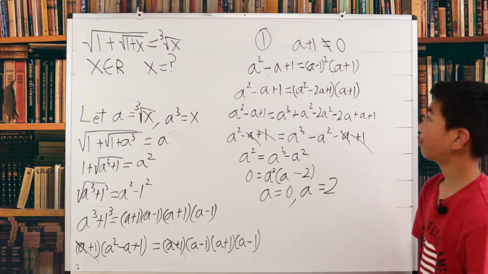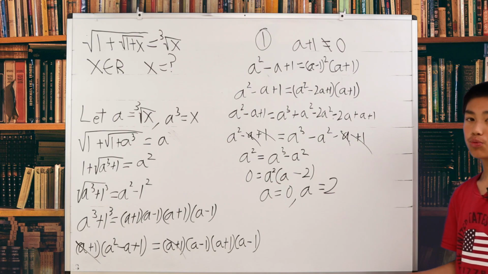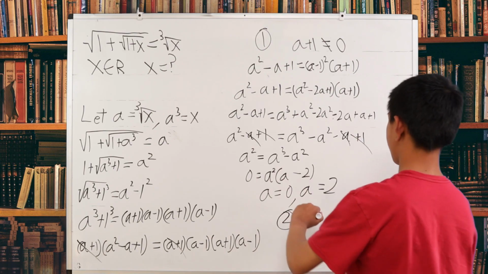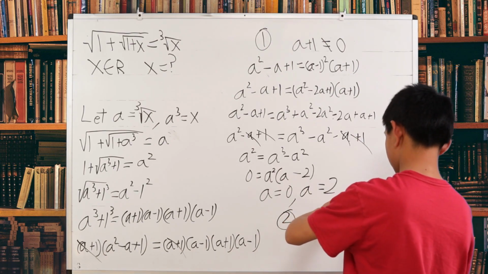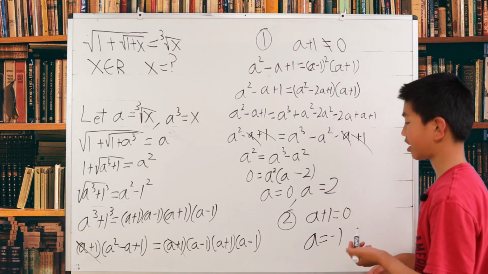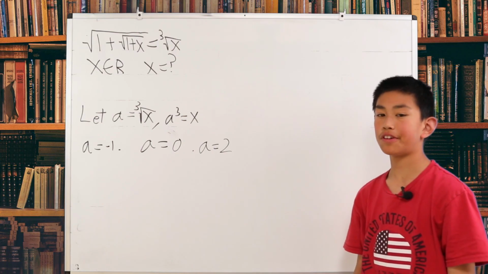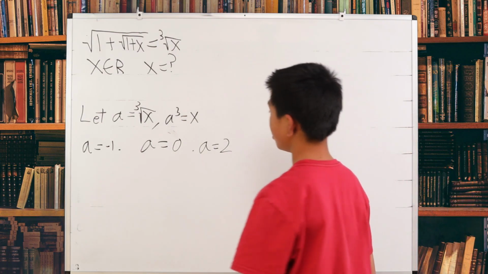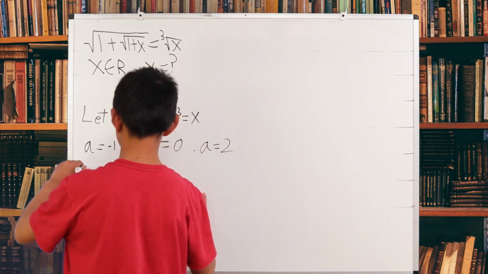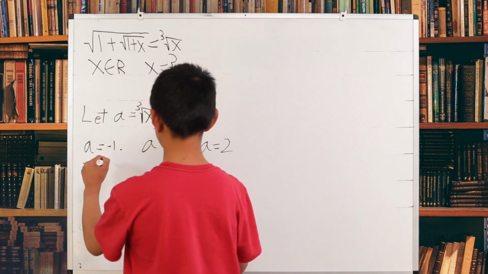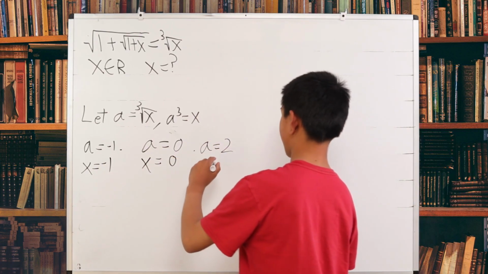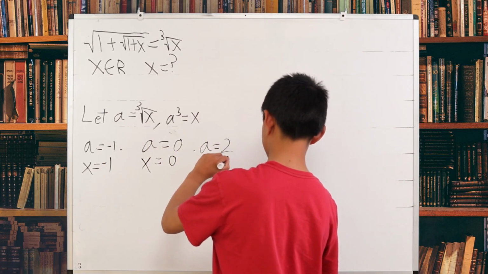We solved for the first scenario where a plus 1 is not equal to 0, but now there's a second scenario where a plus 1 is 0, so a is equal to -1. So now we have 3 answers for a. Now that we figured out the 3 values of a, we can find the 3 possible values of x. When a is -1, x is also equal to -1. When a is 0, x is also equal to 0. And when a is 2, x is equal to 8.